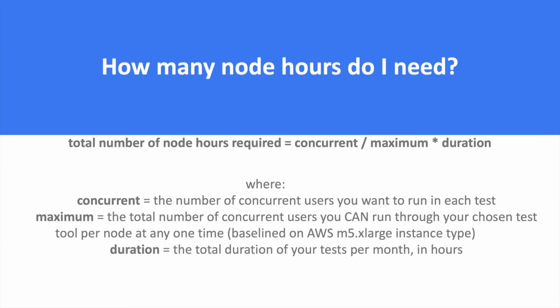Essentially, the formula for how to calculate the node hours necessary for your tests is pretty simple. The total number of node hours required is equal to concurrent divided by maximum times duration, where concurrent is the number of concurrent users you want to run in each test. Maximum is the total number of concurrent users you can run through your chosen test tool per node at any one time, and duration is the total duration of your tests per month in hours.